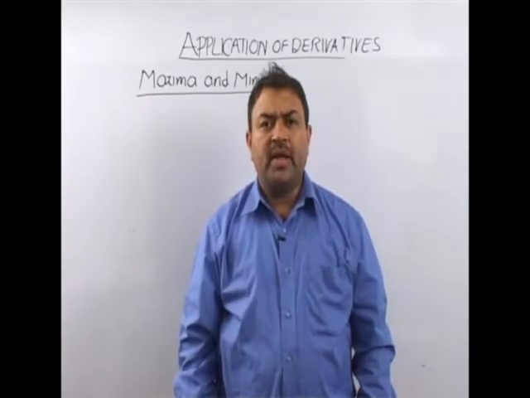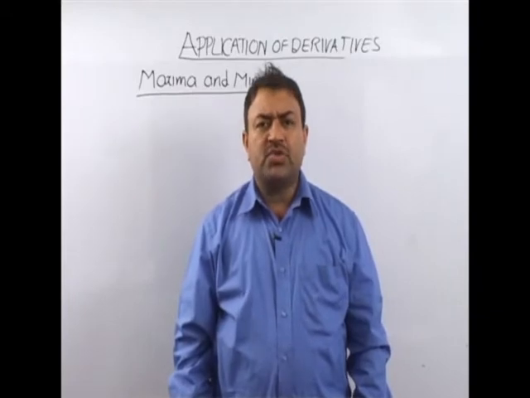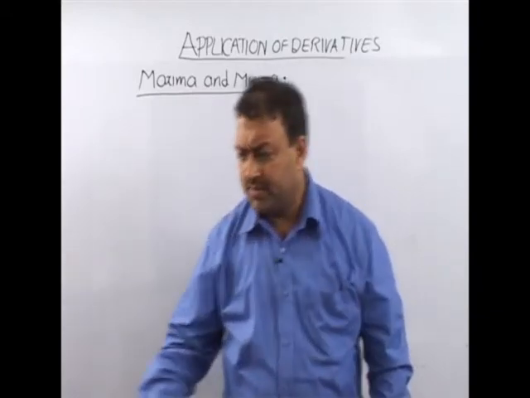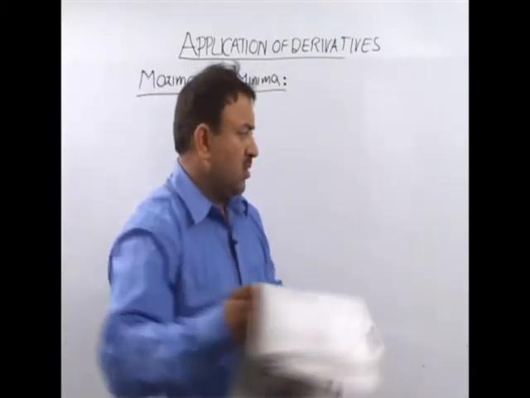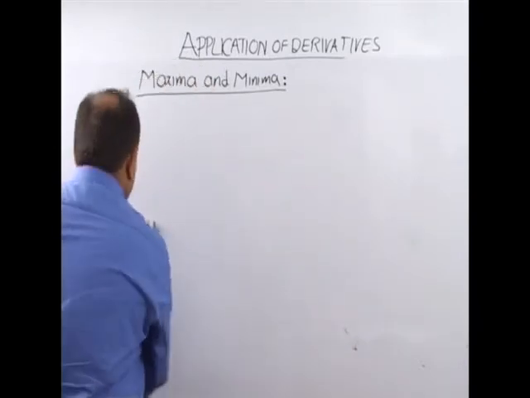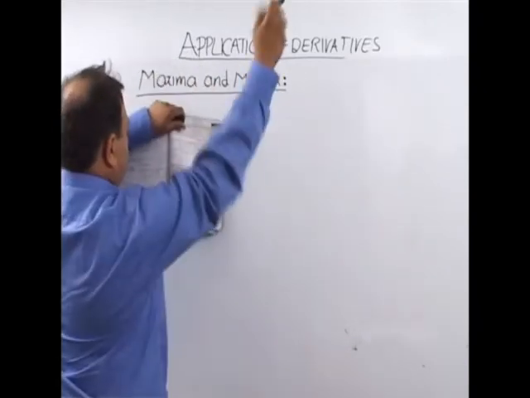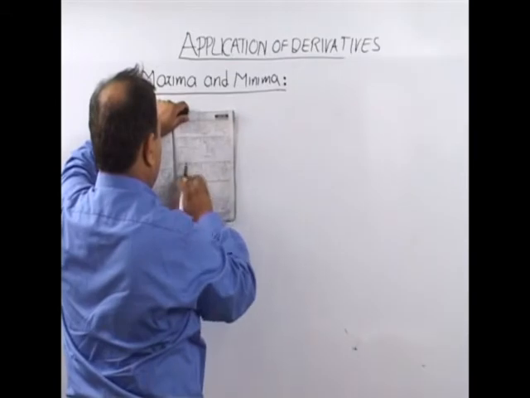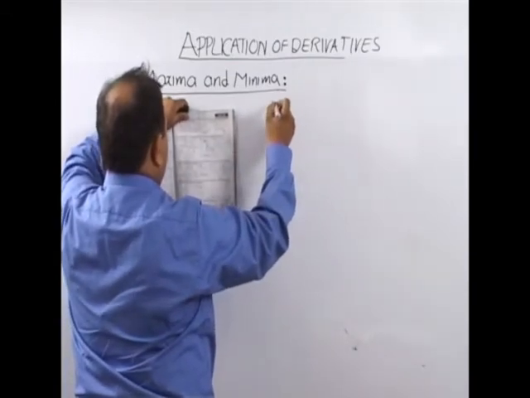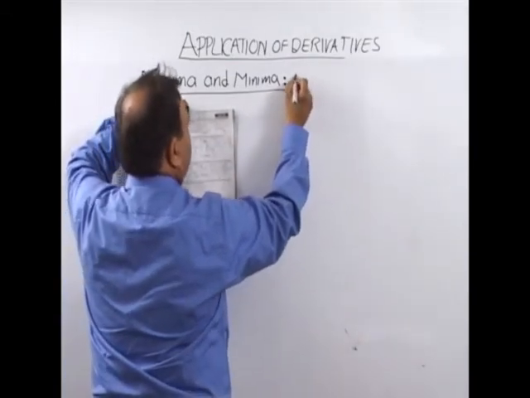हम कंटिन्यू कर रहे हैं मैक्सिमा और मिनिमा से. द नेक्स्ट क्वेश्चन ऑफ आवर बुकलेट इज, this is question number 31.